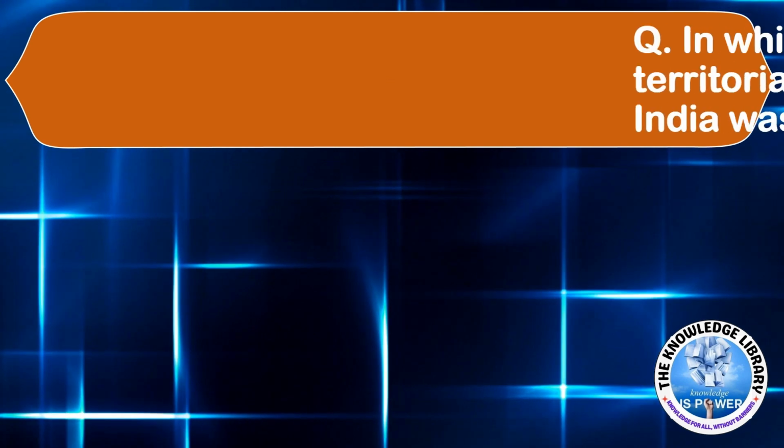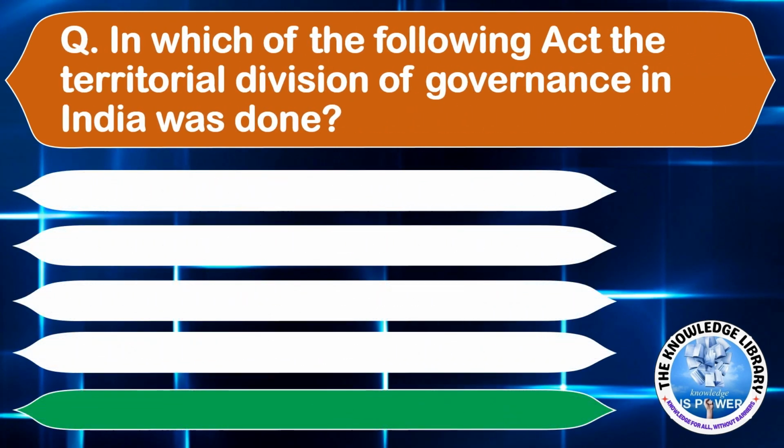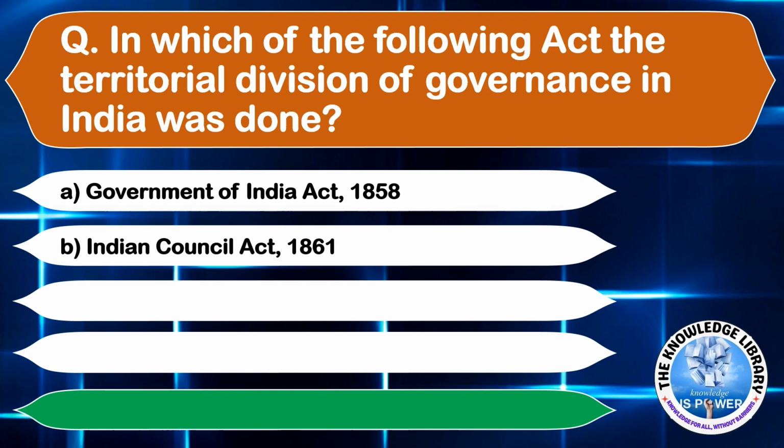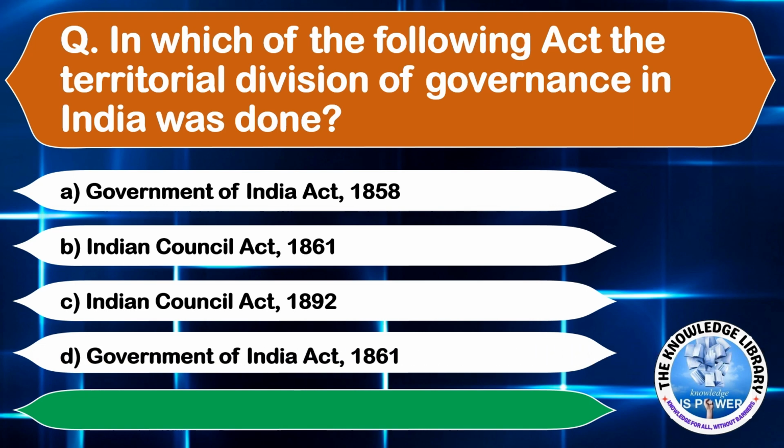In which of the following acts the territorial division of the governance in India was done? Option A, Government of India Act 1858. Option B, Indian Council Act 1861. Option C, Indian Council Act 1892, and option D, Government of India Act 1861. The correct answer is option A, Government of India Act 1858. Moving on to the next question.